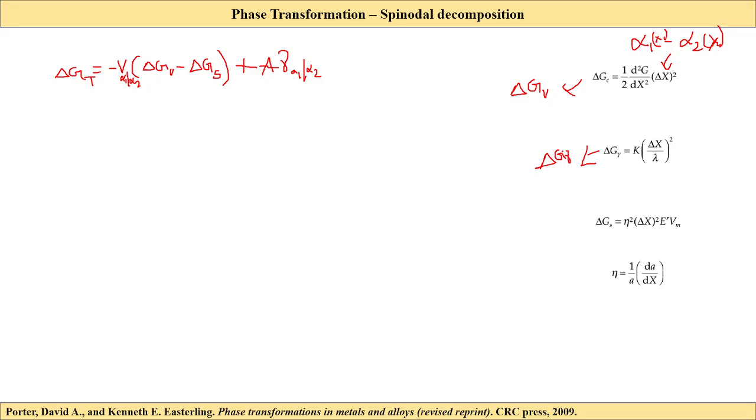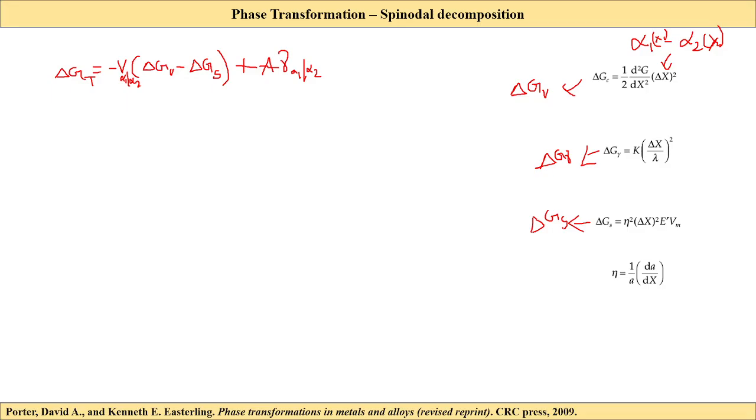Right, so it is the surface free energy. Now this is my surface free energy, and this is my volumetric free energy, and the third term is my strain energy. These are my three different types of energy being discussed here when transforming one phase to another phase.